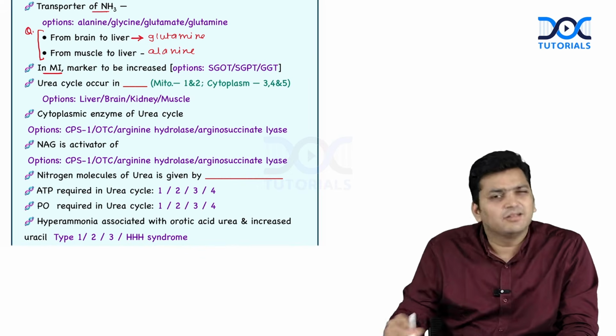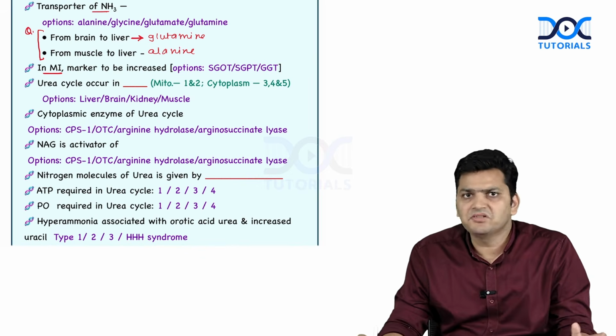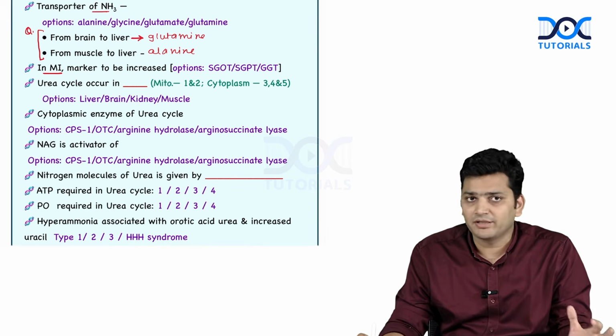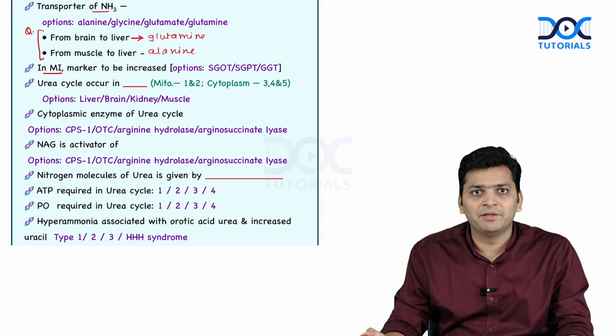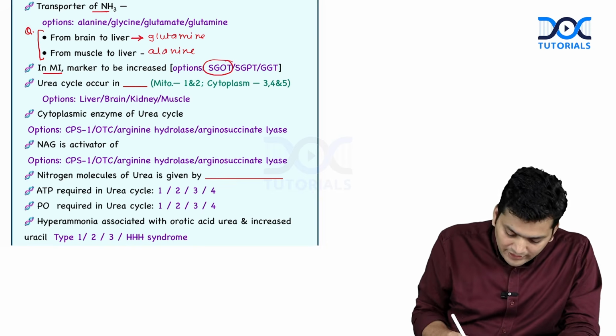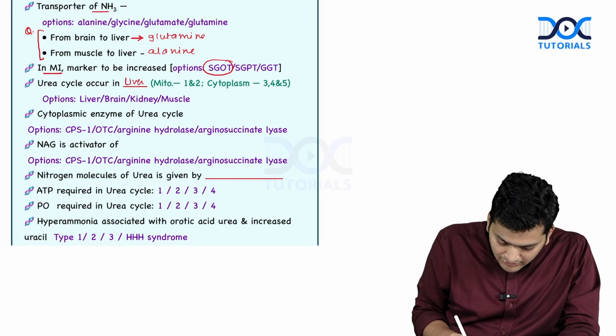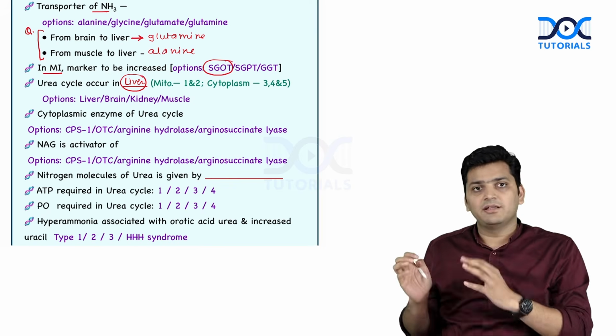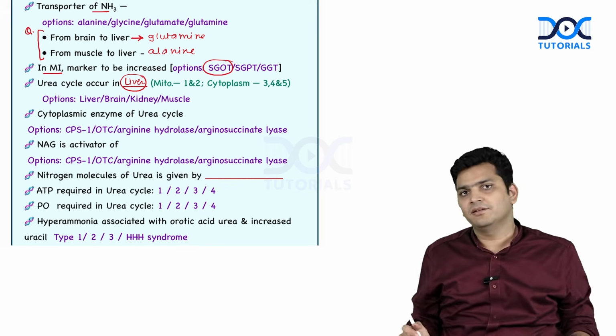In myocardial infarction, there are many markers. We will discuss them in the chapter of enzymes, but as of now, SGOT or SGPT, which is a marker of MI? Out of these two, SGOT. Urea cycle occurs in the liver. First two reactions in the mitochondria, remaining three reactions in the cytoplasm.